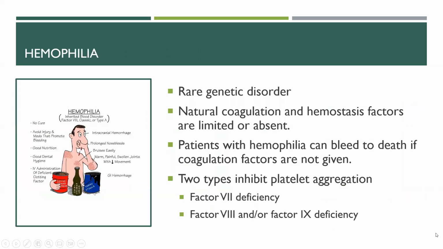So what happens if we've got a disorder? Some people have a disorder called hemophilia. Now with hemophilia, the disorder is, for some reason, I don't actually make the factors I need. So this is a rare disorder that's usually seen in more males than females. And the concern with it is that I don't have these hemostasis factors. They're either limited or absent, so I don't make them naturally.